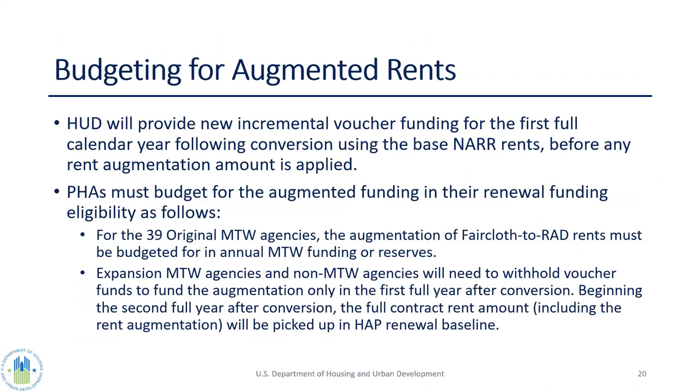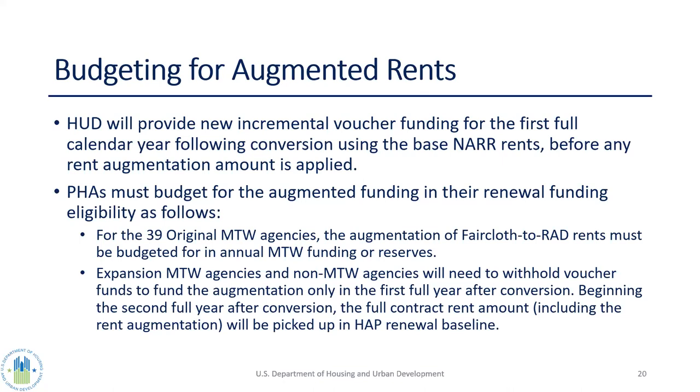Budgeting for rent augmentation. So HUD will provide new incremental voucher funding for the first full calendar year following conversion using the base NAR rents before any rent augmentation amount is applied. So this means that the first year after RAD conversion, when a property is complete, the PHA will receive new HCV funding only for the base NAR rent. The PHA will use HAP reserves to cover the rent augmentation for that 12-month period.